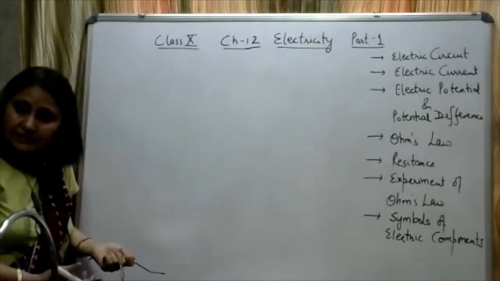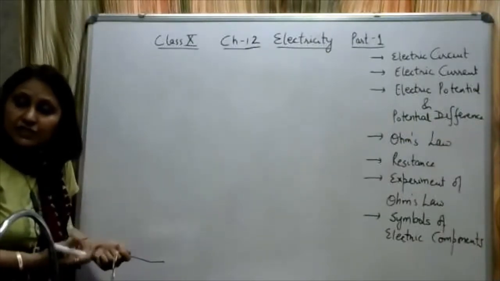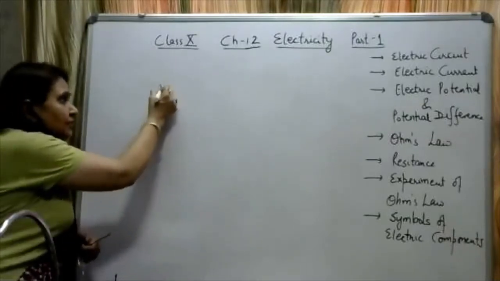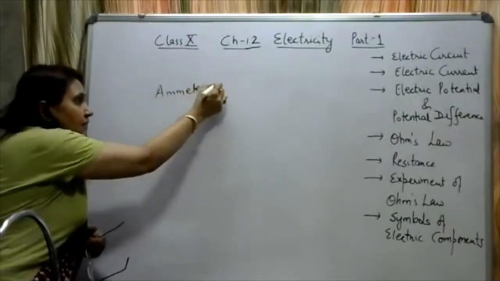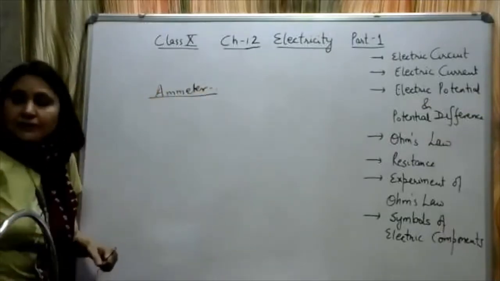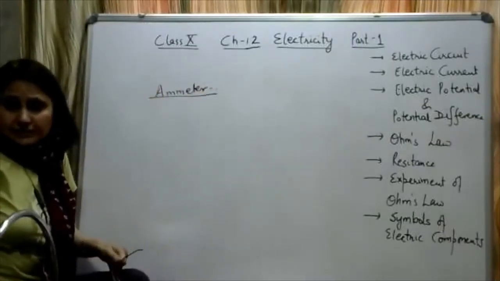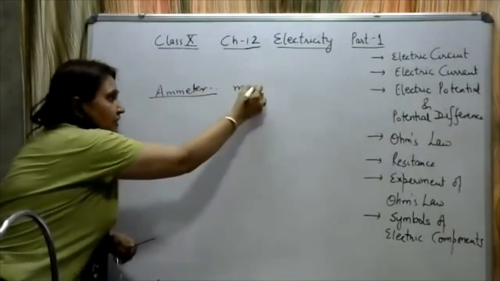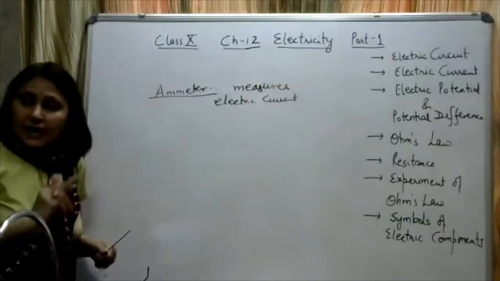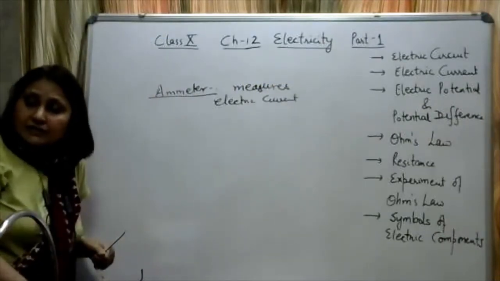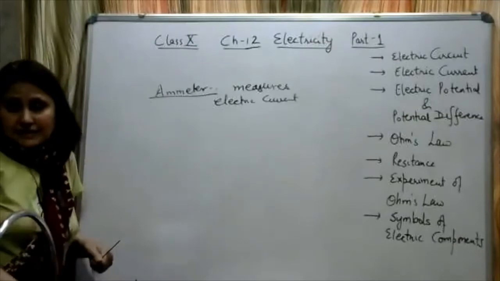Okay, in this electric circuit, the electric current is flowing, which can be measured by an instrument called an ammeter. So an ammeter is an instrument which measures electric current in a circuit. And an ammeter is always connected in series in an electric circuit.